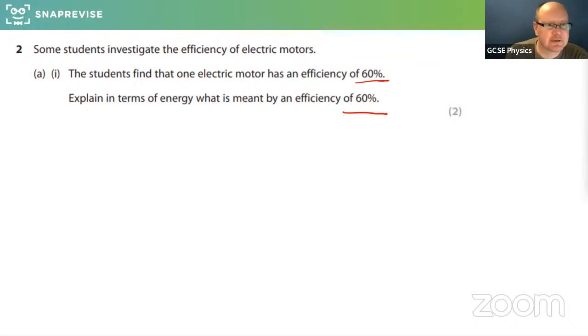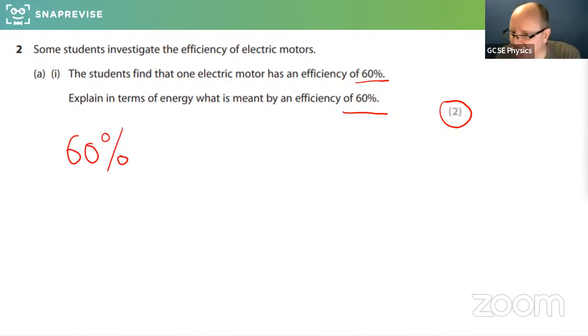So they found an electric motor has an efficiency of 60%. Explain in terms of energy what's meant. So you need to say that 60. Would one of you like to have a go in the chat before I write any more, to be fair? Otherwise, I feel I'm just writing the answer. I know there's a bit of a delay, so I need to bite my tongue and give you a chance to have a think. So it's a 2-mark answer required.